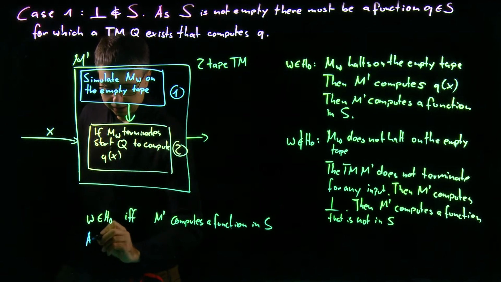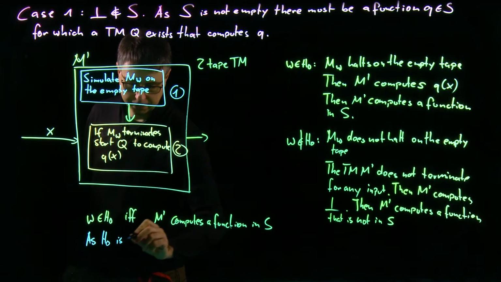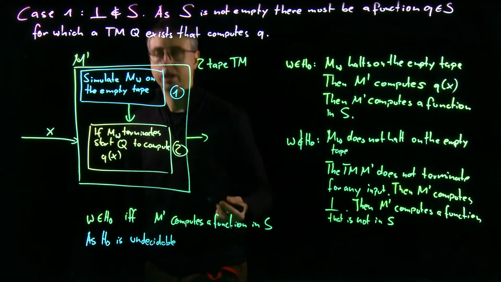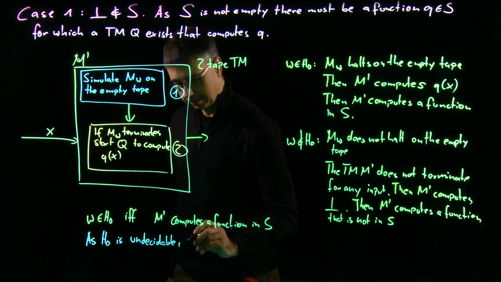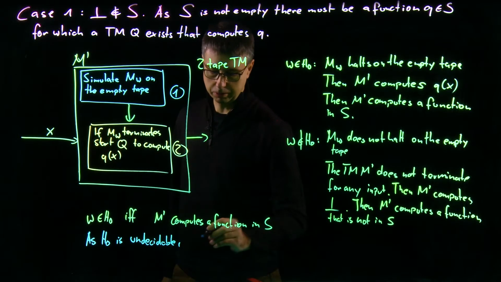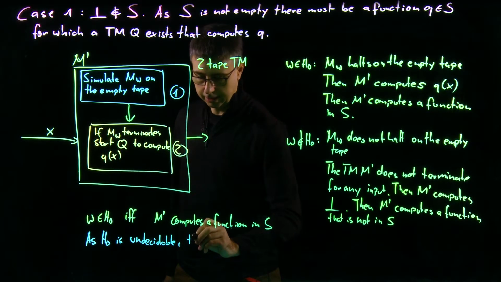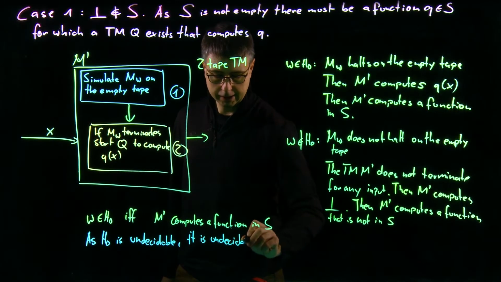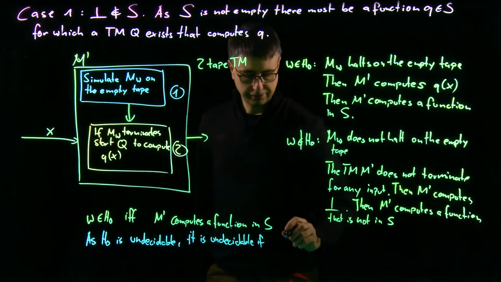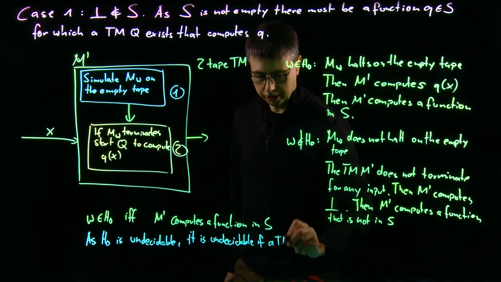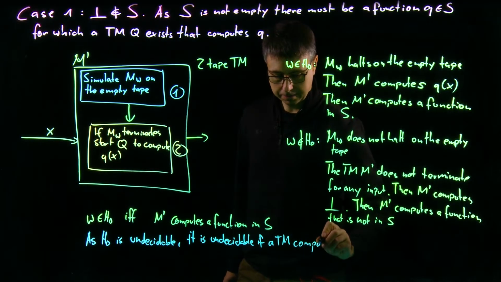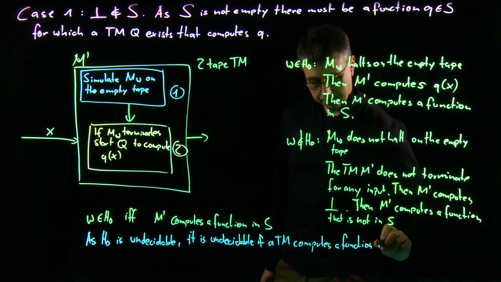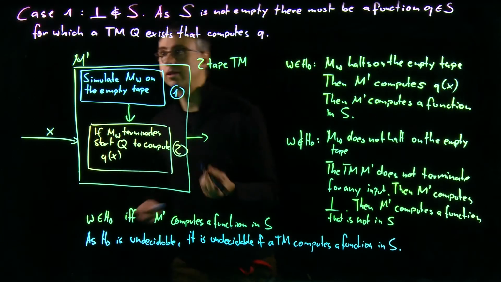So as H0 is undecidable, we know that for case 1 it must be undecidable if a Turing machine computes a function in S. It is undecidable. And this concludes the first case.